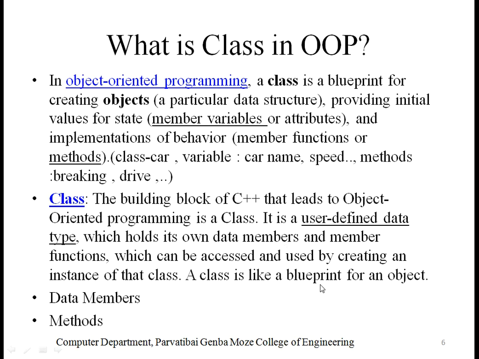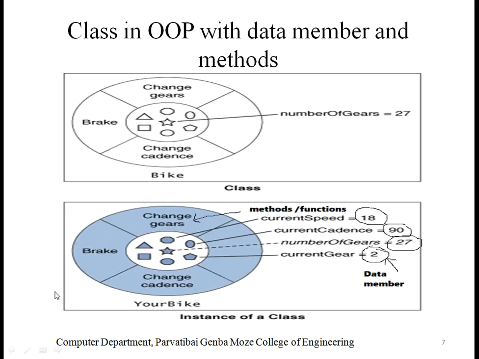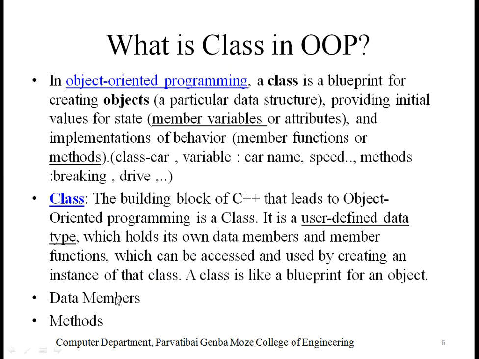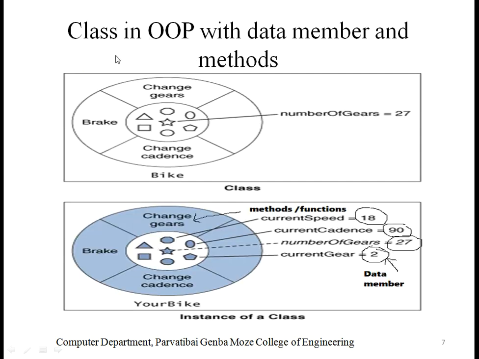A class is like a blueprint for an object. That is simply the structure for the object. Data members are simply the variables under the particular class, and methods are the functions under the class. The next one is a class in object oriented programming with data members and methods. This is simply the example which represents the data members and the methods.